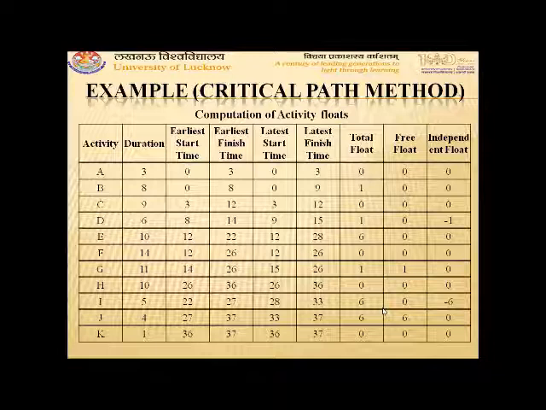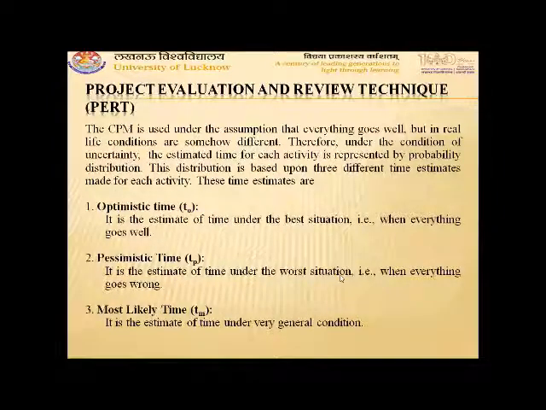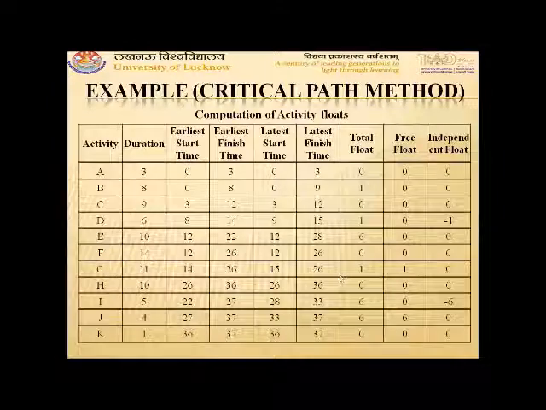However, here you can see free float and total float are positive, whereas independent float comes out to be negative. Negative float is not permissible. So if the value comes out to be negative, then independent float is taken as 0. So here in place of -1, it will be 0, and in place of -6, it will be 0. That means both the floats will be replaced by 0.